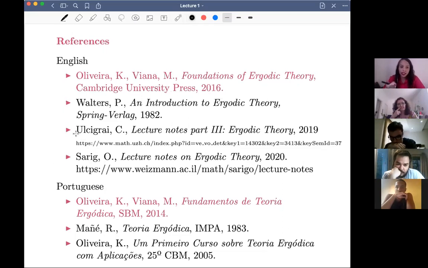So there are the lecture notes from Corinna Ulcigrai, which have many examples. It's very nice. And one a bit more advanced is from Sarig, but with a nice point of view. He writes more like literature. It's nice. And in Portuguese, we have this. It's a pre-version of the book that I suggested. It's a book from the Brazilian Colloquium of Mathematics, and it's available online also. So you have plenty of references, and I think you can even have a starting point from these lecture notes from Ulcigrai.